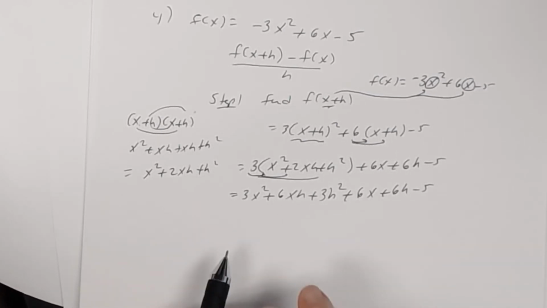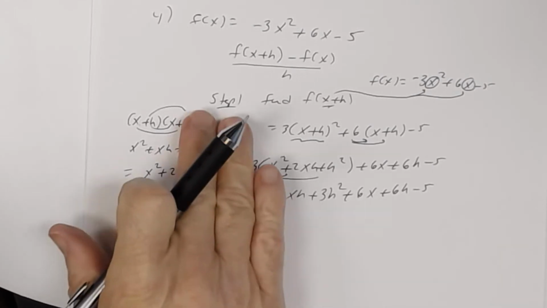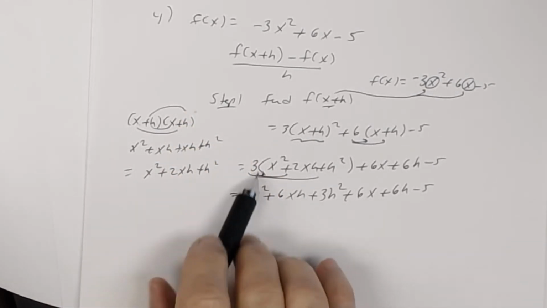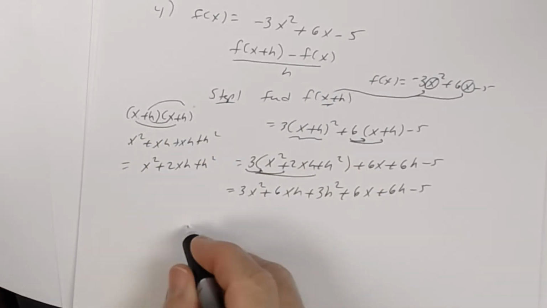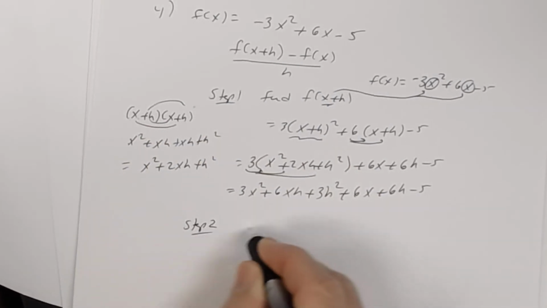There aren't any like terms. Okay? That occurs in step 2. So that's why it's a good idea to do your little steps. So all you found here is this part of the numerator. Now let's go ahead and find the numerator. So step 2 is to find the numerator.